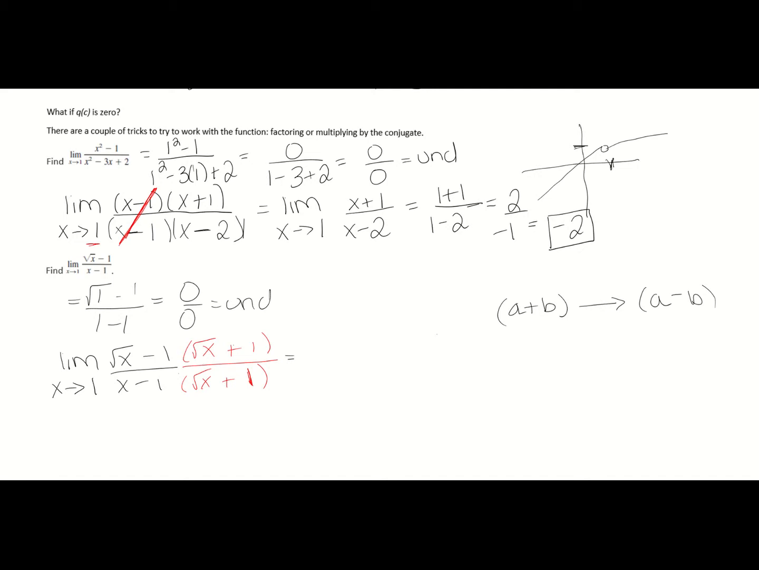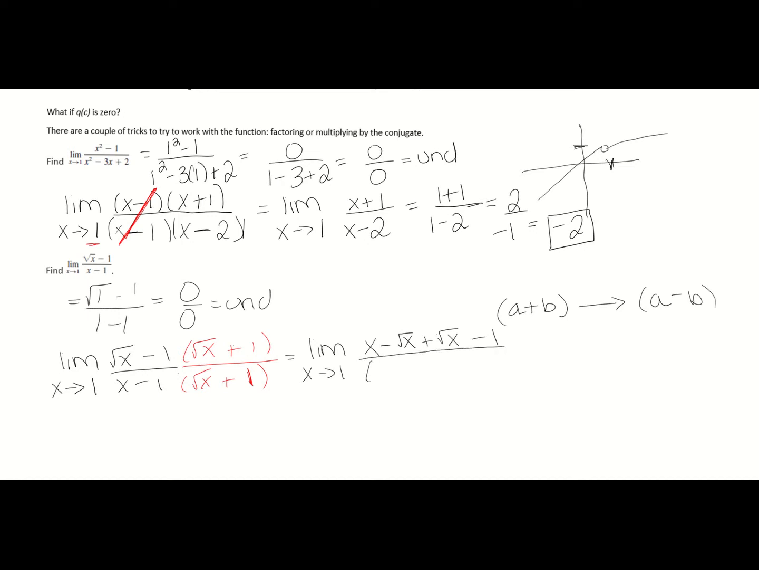So again, I'm still writing the limit. I haven't taken it yet. Always try to be organized in your work in mathematics. And then at the top I will FOIL. So the square root of x times the square root of x is x, minus the square root of x plus the square root of x minus 1.